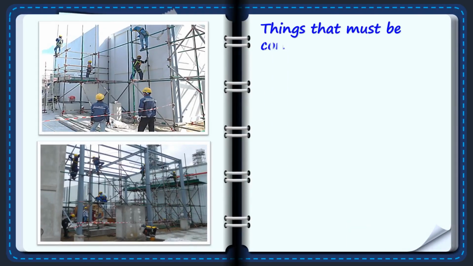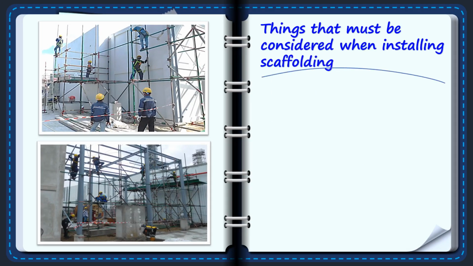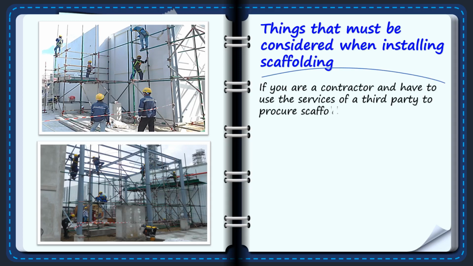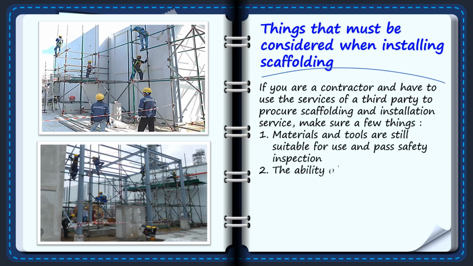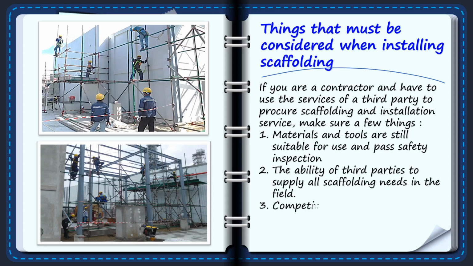Things that must be considered when installing scaffolding. If you are a contractor and have to use the service of a third party to procure scaffolding and installation service, make sure of a few things. 1. Material and tools are still suitable for use and pass safety inspection. 2. The ability of third parties to supply all scaffolding needs in the field. 3. Competitive price and still within your budget.